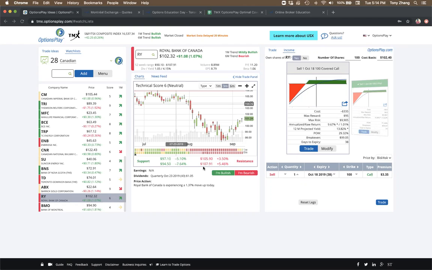John is asking, does the tool account for fees? No, it does not account for fees.